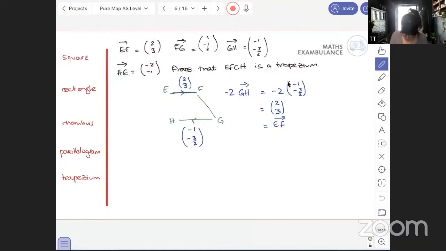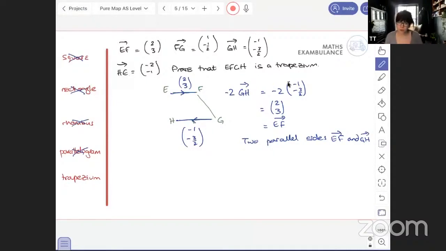Definitely E to F and G to H, or H to G, doesn't matter which way round it is, they're parallel. So it's got two parallel sides, and they are E to F and G to H. EF and GH are parallel, full stop. So now what I need to do is make sure that it's not a square, not a rectangle, not a rhombus, and not a parallelogram, which I'm going to do by comparing F to G and E to H.